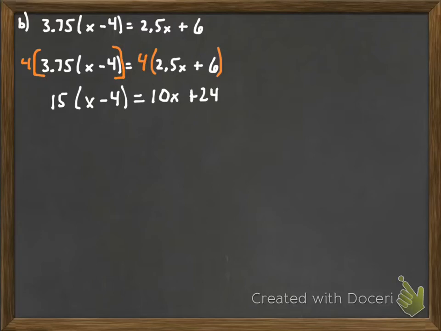Voila, we've got it so that we can go ahead and use our basic linear equation solving strategies from here on out. Let's simplify the left side of the equation. Distributive property will give us 15x minus 60.